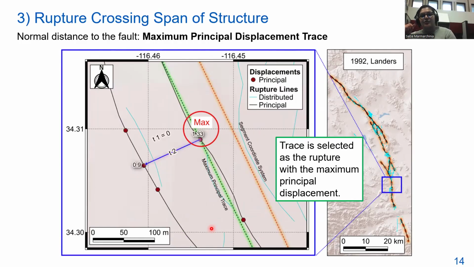And the third approach is the maximum principal displacement trace, in which there is more information on which of the overlapping ruptures has the largest principal displacement and is more probable to be the fault trace. For example, in this part of Landers, this right rupture is the fault trace.